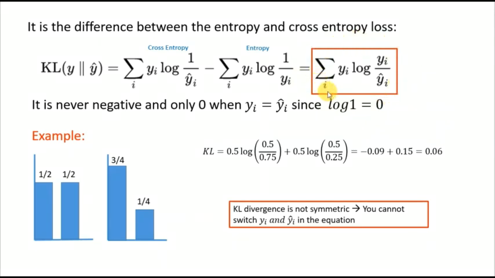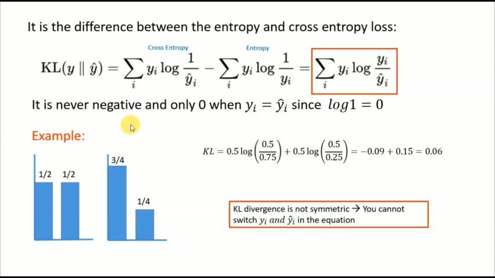Now, one thing to realize is that it's never negative and only 0 when the two distributions are exactly equal to each other. How does that happen? When these two distributions are equal, you can cancel them out and you'll end up with 1. The logarithm of 1 is just 0, and that's why you get a loss of 0. So you get a loss of 0 when the two distributions, y and y hat, are exactly equal to each other.